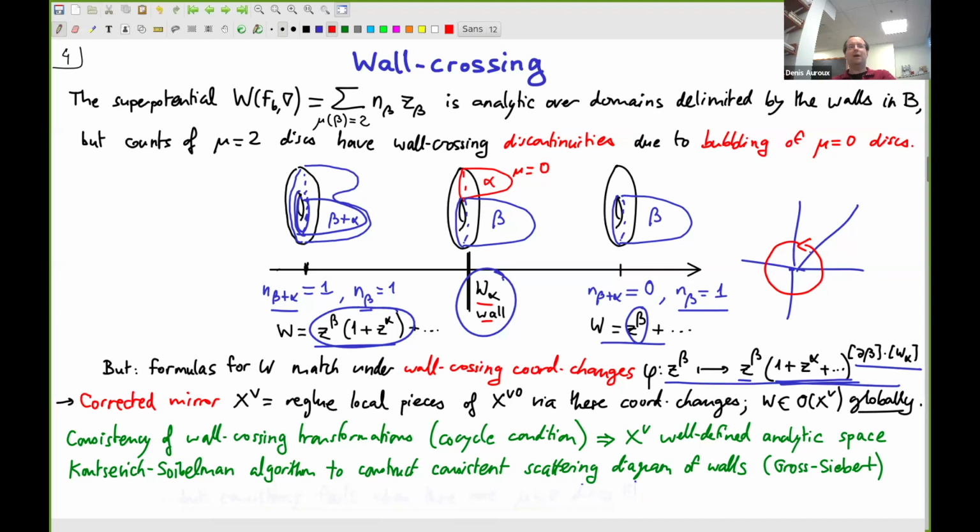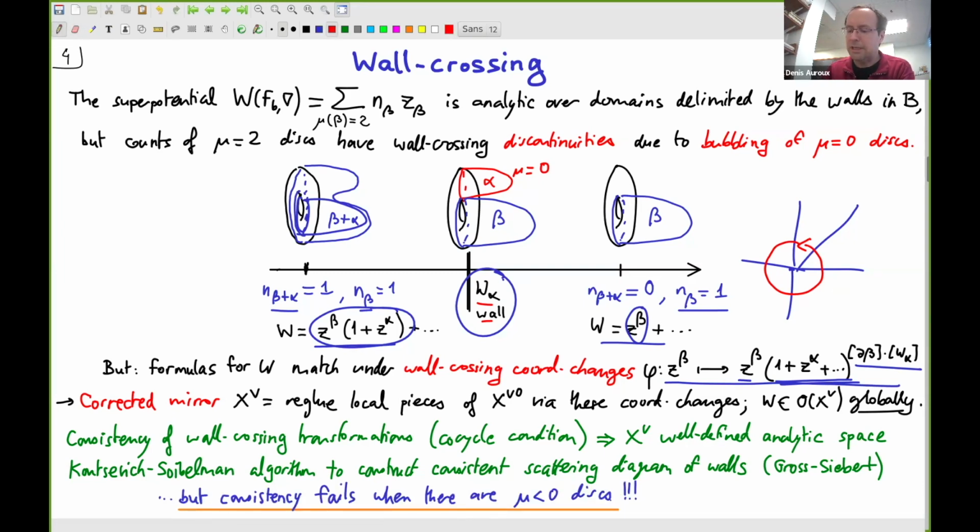The proof of that is the analysis of how Maslov 0 disks themselves break into pairs of Maslov 0 disks. And so this consistency is actually the basis of an algorithm that's used to construct the mirror by finding all of these wall crossing transformations just from the generating data of the singularities of a Lagrangian torus fibration.